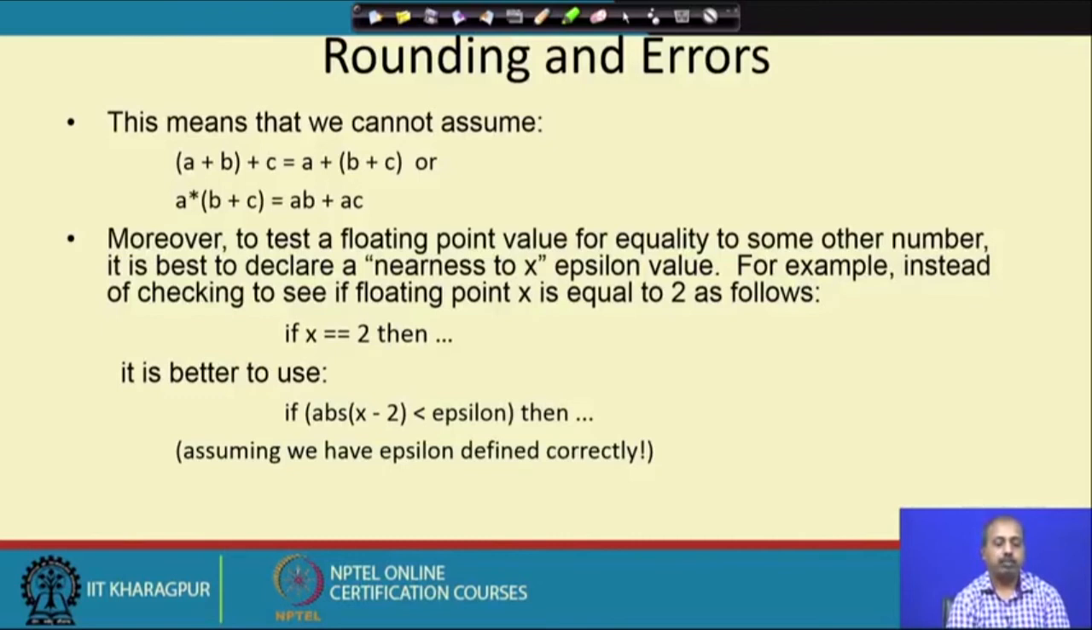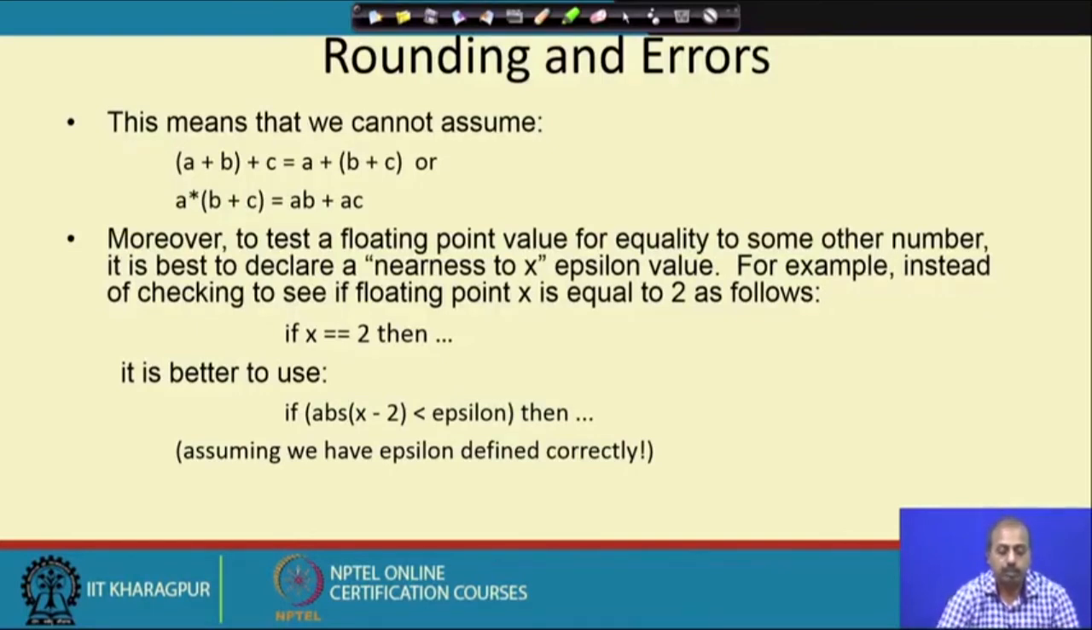If you do a plus b first, the result may have some truncation, with which c is added. On the other hand, when I am doing b plus c first, this may result in some other type of truncation, with which a is added, and the final results may not match between the two cases.